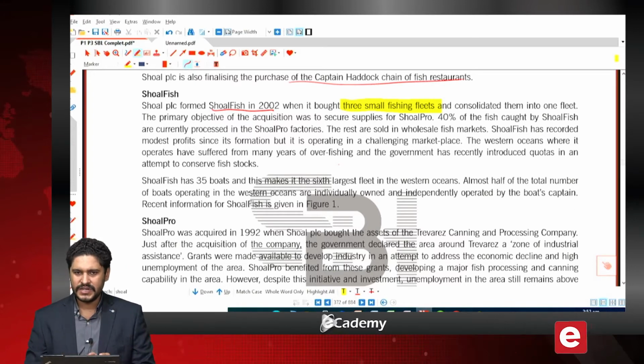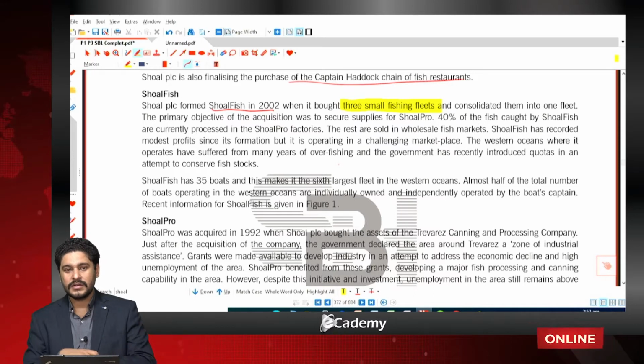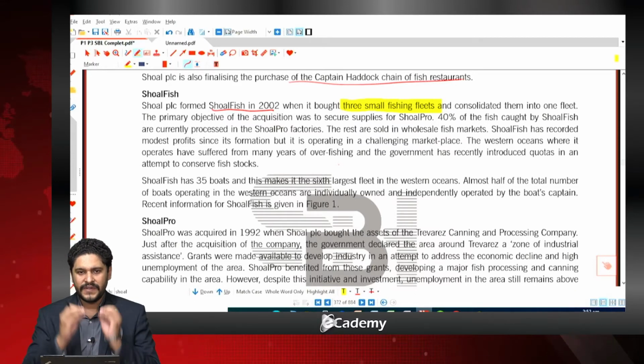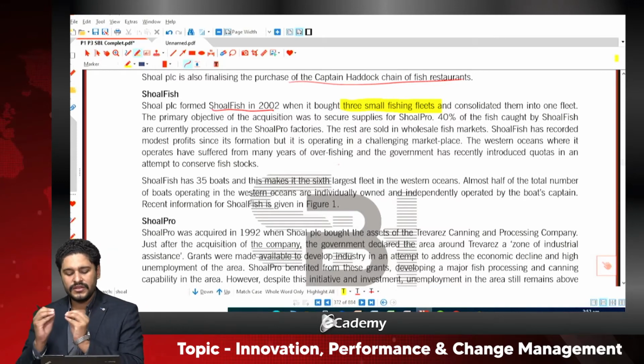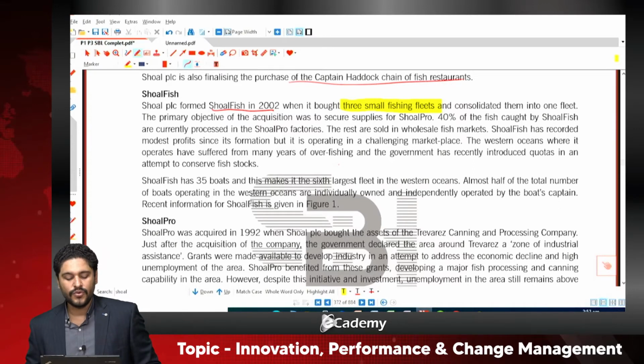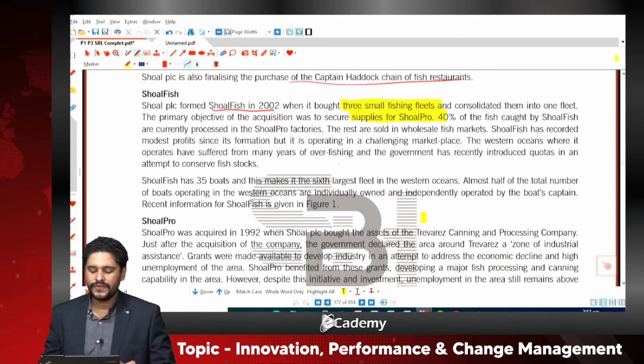For clearing this examination, it is not just that you write well in your exam, it is the fact that you need to read the question in an appropriate manner so that you will have a better idea of the overall aim or objective of the organization, and consolidated them into one fleet. The primary objective of the acquisition was to secure supplies for Shoal Pro. 40% of the fish caught by Shoal Fish are currently processed in the Shoal Pro factories.